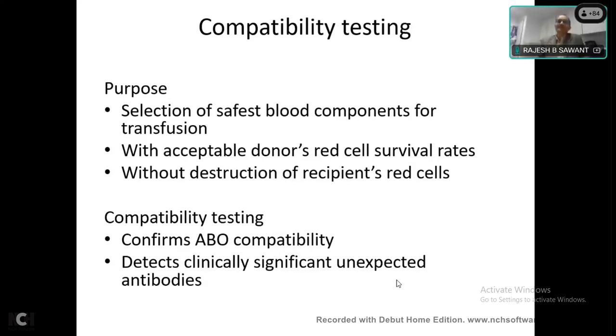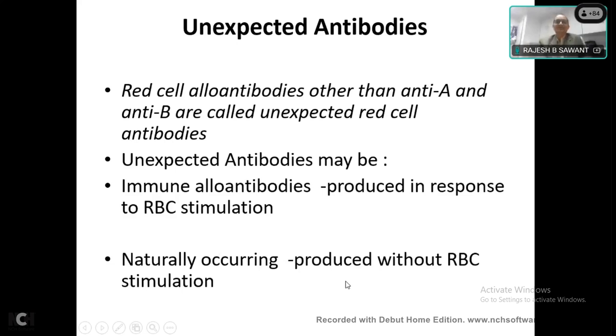Now let us come to compatibility testing. After blood grouping, the next step is looking for a matching unit which can be safely transfused to the patient. You take the donor's red cells and test them with the recipient's sample. You look for ABO compatibility, D compatibility, and one more important thing, you also don't forget to detect any clinically significant unexpected antibodies, right?